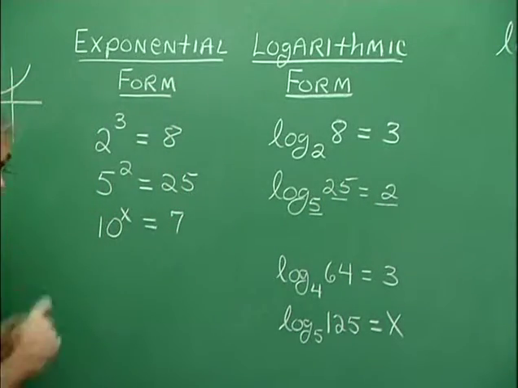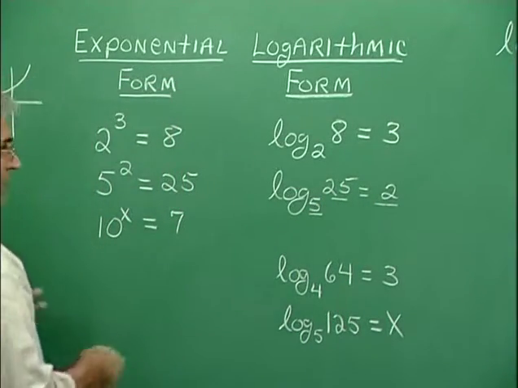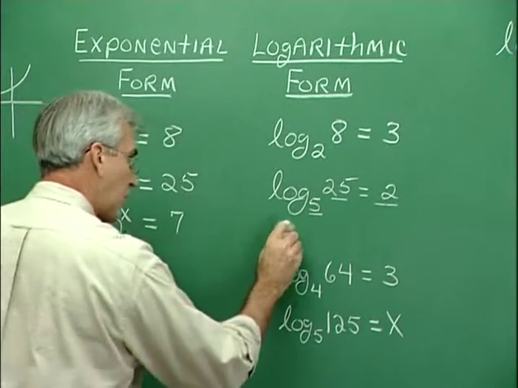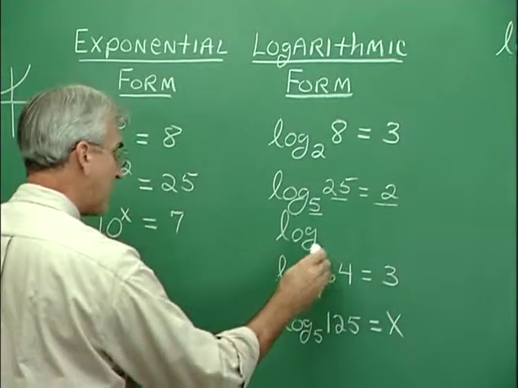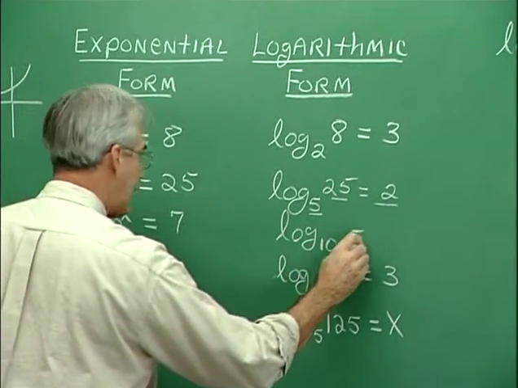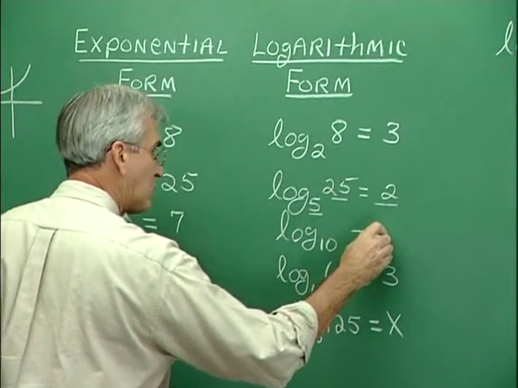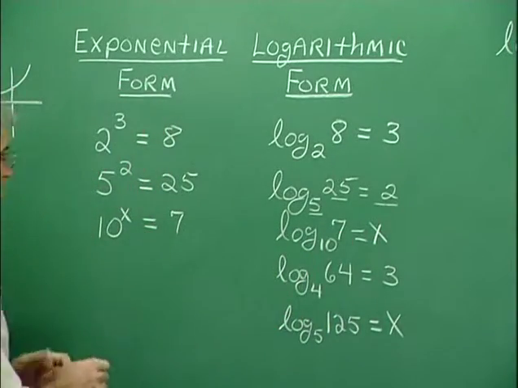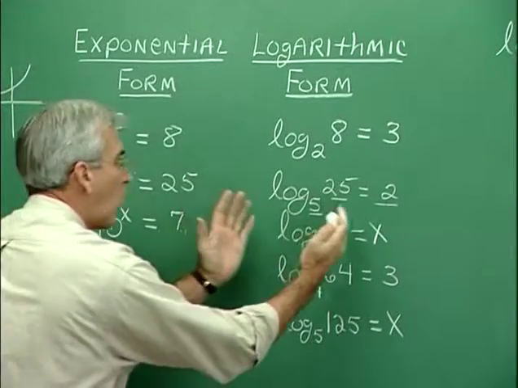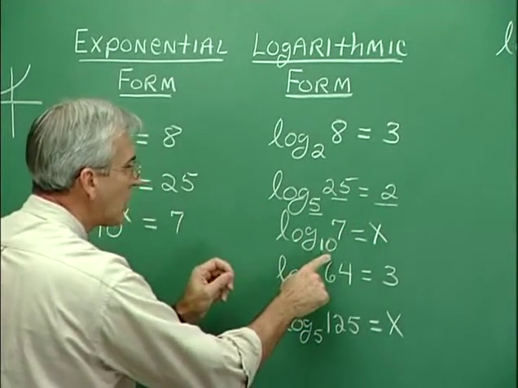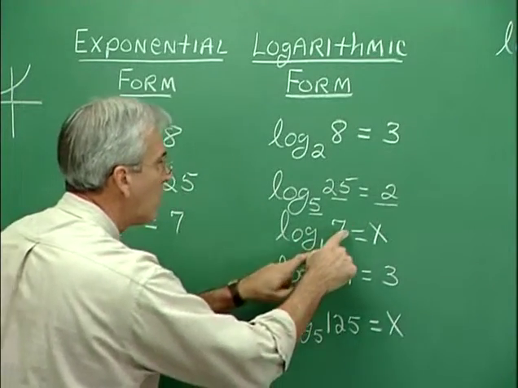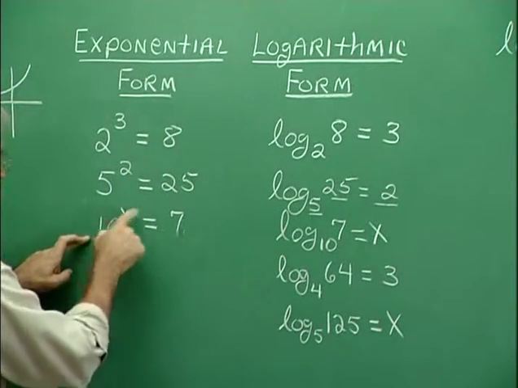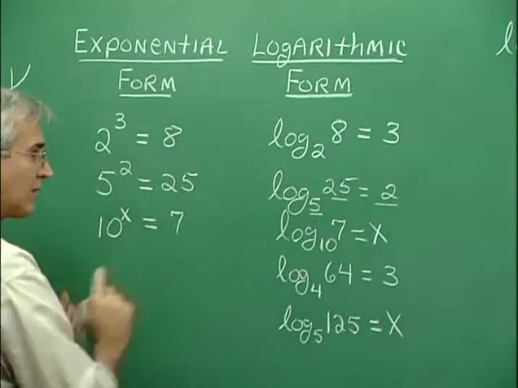Okay, let's do one that has a variable involved in it. All right, for logarithmic form, there are 3 positions. Here's the base, here's the exponent. So when we go to log form, the base is 10, the exponent is x, and the number here is 7. So this is a request for the exponent on 10 that will give 7. That is, 10 to what exponent will give 7? 10 to what exponent gives 7? You see the equivalence here of the two.